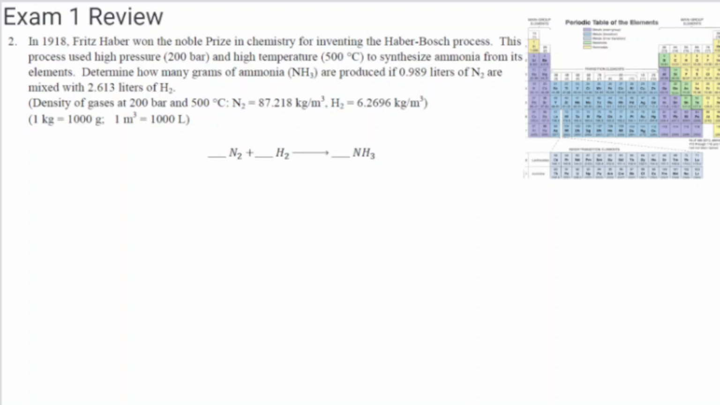And then we're given some conversions, some extra information. Density of gases at 200 bar and 500 degrees Celsius for N2 is 87.218 kilograms per cubic meter, and hydrogen gas is 6.2696 kilograms per cubic meter. 1 kilogram is equal to 1,000 grams, and 1 cubic meter is equal to 1,000 liters. And the other extra bit I added on here was the periodic table. This is just so we can use this simply for calculating molar masses.